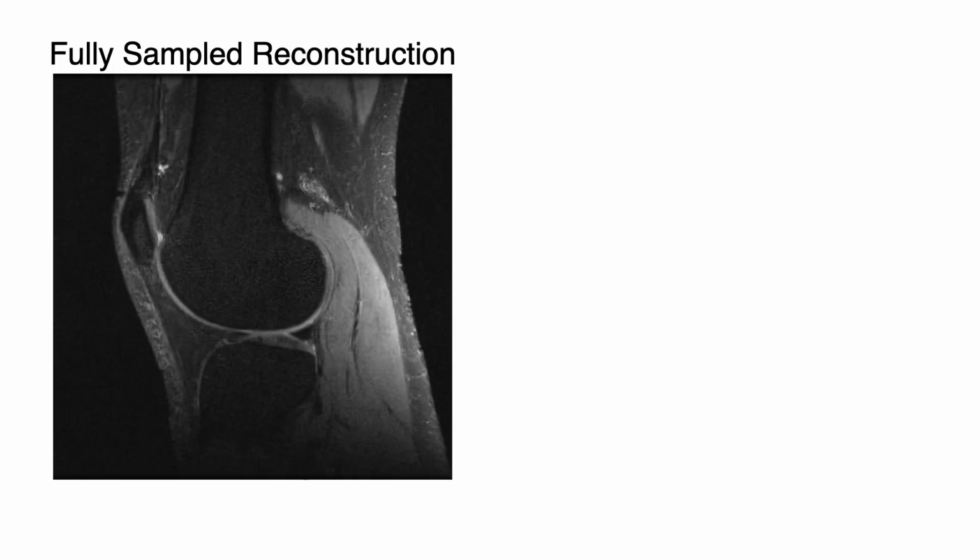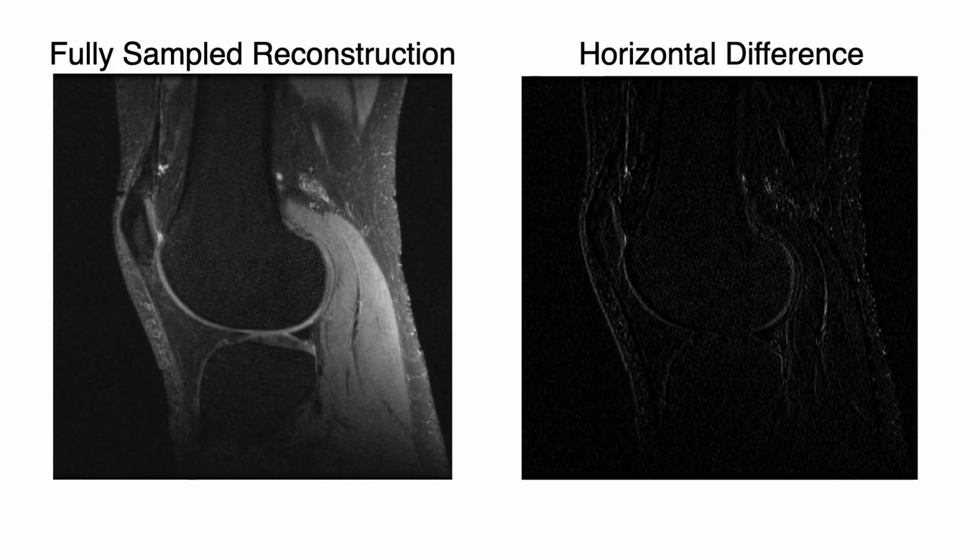So here again is the fully sampled reconstruction of the knee. What I'm going to do is take this image, shift it by 1 pixel, and then subtract 1 from the other. So I'm going to shift it a little bit horizontally and then subtract 1 from the other. And when I do that, I get this. This is a horizontal difference image. This is a simple way of doing what's called an edge detector.